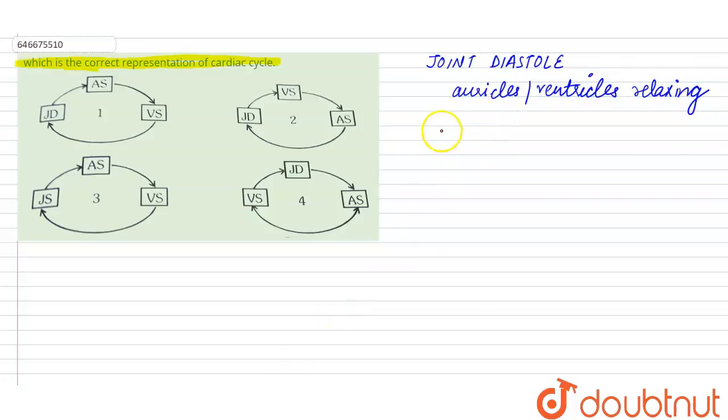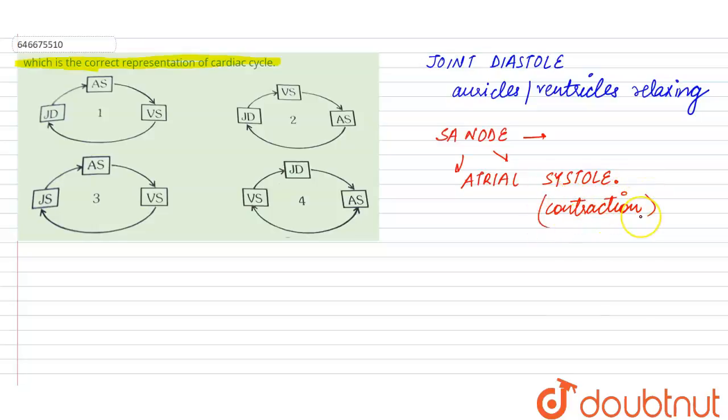The second step here will be when the SA node gets an impulse. As the SA node gets an impulse, it is going to transfer this impulse to the atria, thereby causing the second step, which is called the atrial systole. Now the atria on both the sides will undergo contraction, thereby pushing the blood which was filled in into the ventricles.